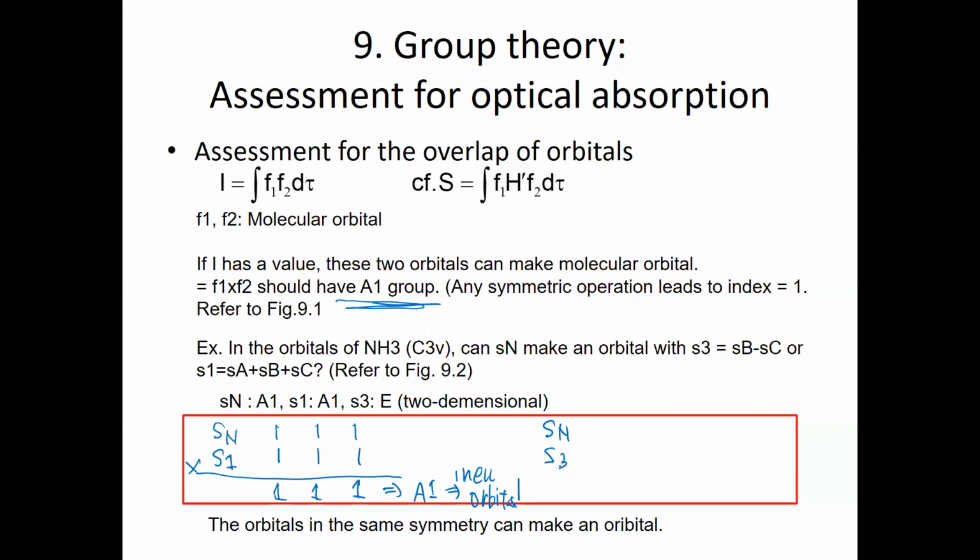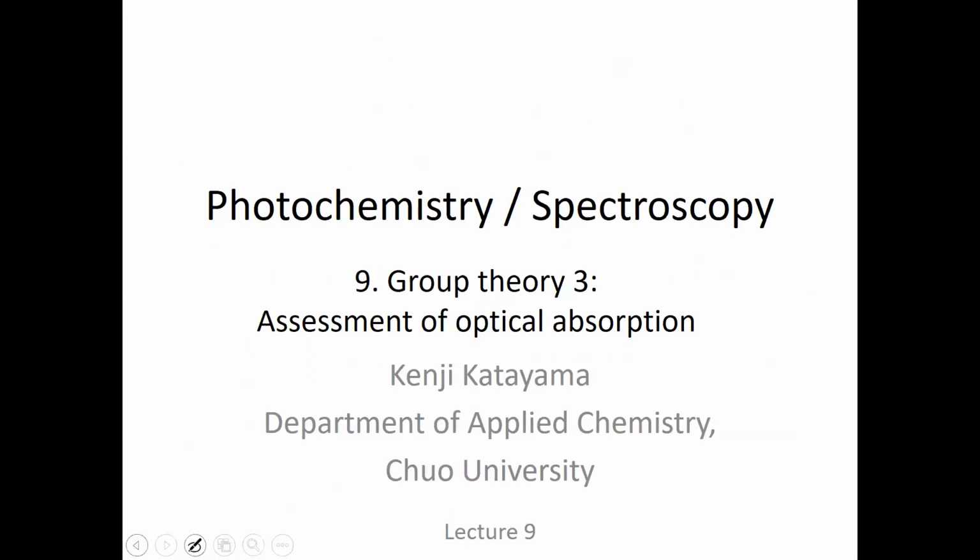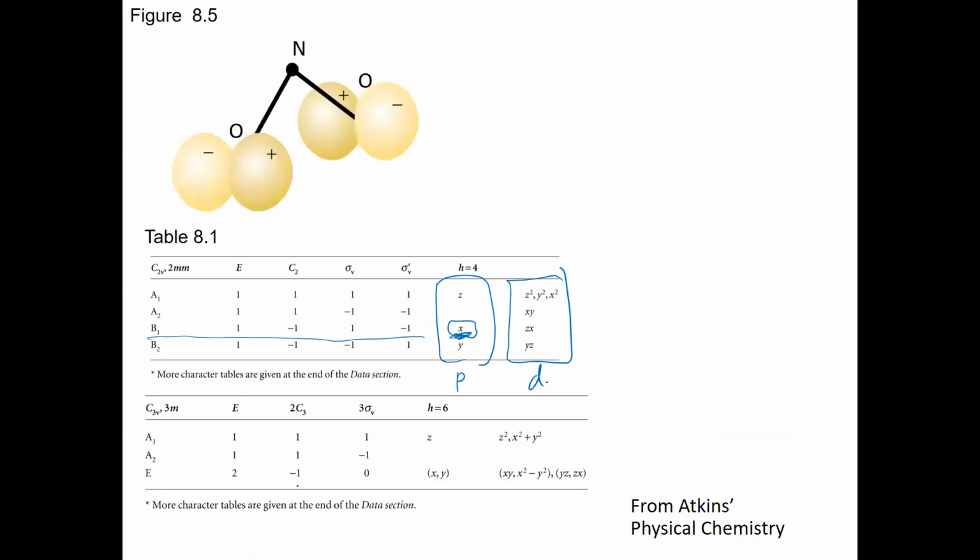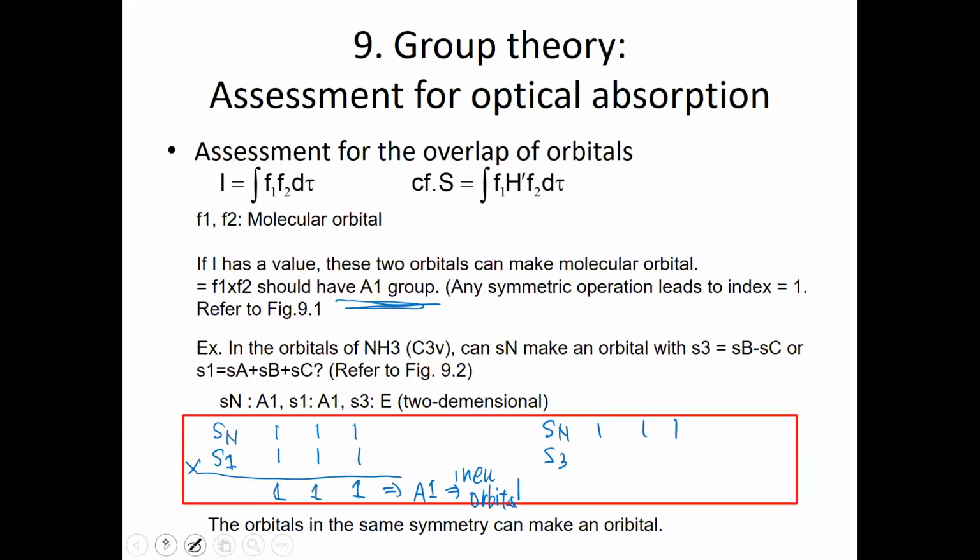On the other hand, in the Sn and S3 case, this one is 1, 1, 1. In the case of S3, it's 2, minus 1, 0. So if you multiply these, you get 2, minus 1, 0, which is categorized as E, so not A1. So this cannot make an orbital. So no overlap is possible.